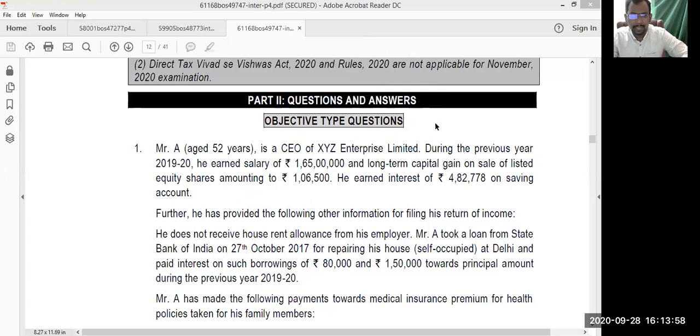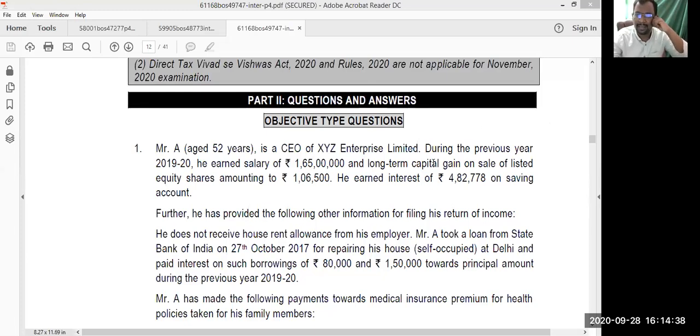And long-term capital gains on sale of listed equity shares amounting to 1,06,500. Now tell me, how much long-term capital gains should I take for my total income computation? Should I take the entire 1,06,500, or only 6,000, or only 6,500? While calculating total income, how much long-term capital gains should I take? The answer is only 6,500 is the absolutely correct answer.